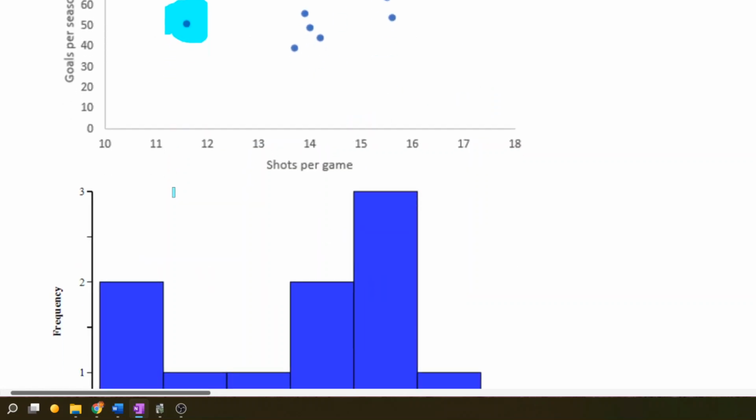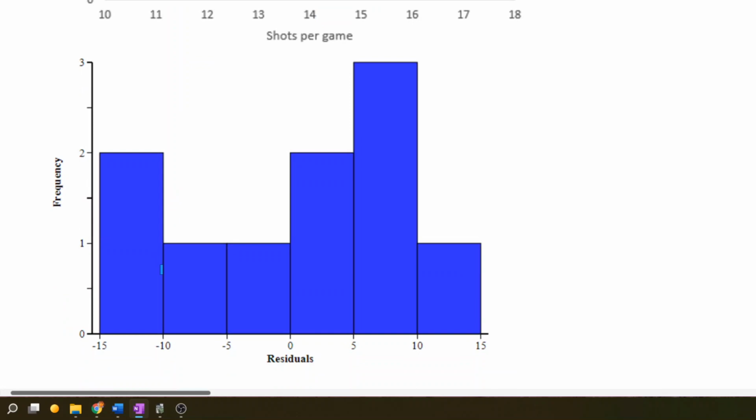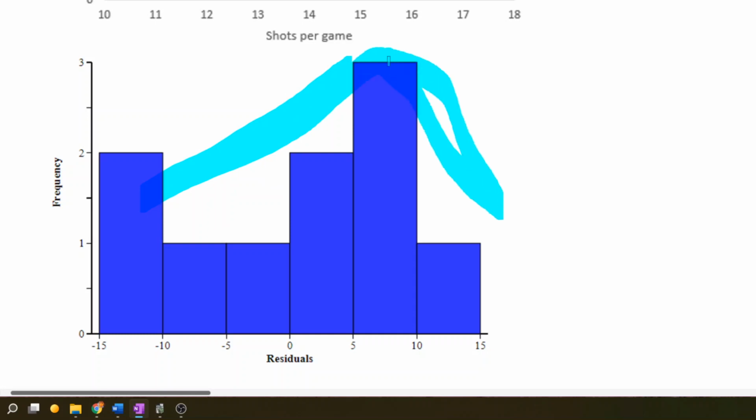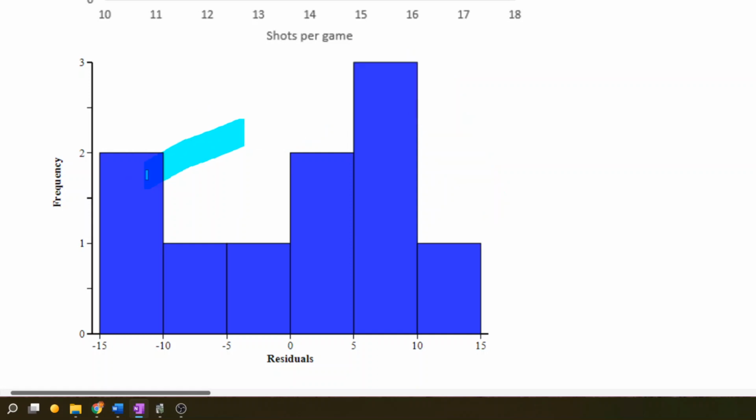Now, if I take a look at the next plot here, this is the residuals. And the residuals definitely do not have strong skew. It does have a left skew a little bit, but that's not strong enough for us to say that it's strong left skew. Also, there are no outliers in the residual plot, so that's looking pretty good also.